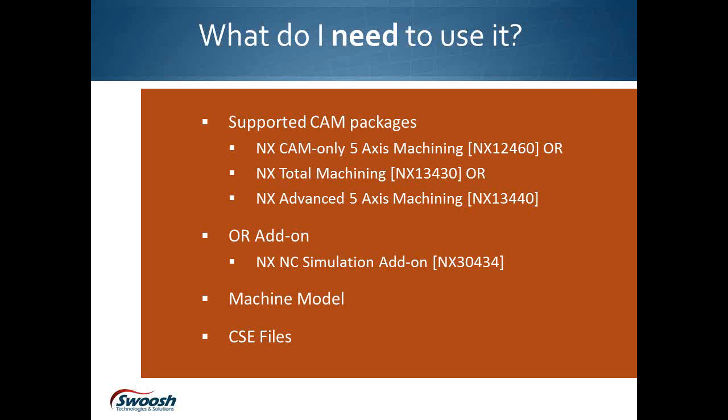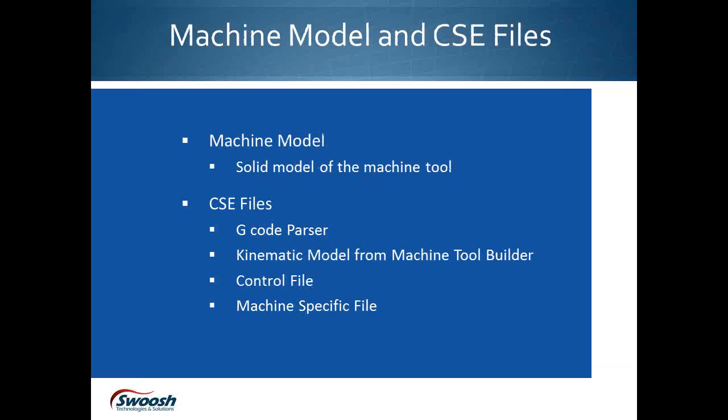So what do we need to use this? You need the software. So NX CAM 5-axis machining, NX Total Machining, or NX Advanced 5-axis machining, or the NX NC simulation add-on. You also need a machine model and CSE files. So what kind of machine model do I need, and what are these CSE files? As far as the machine model, any solid model assembly will do. It is suggested that when you purchase your machine that you specify in your purchase that you'll need a model as well. The CSE files.